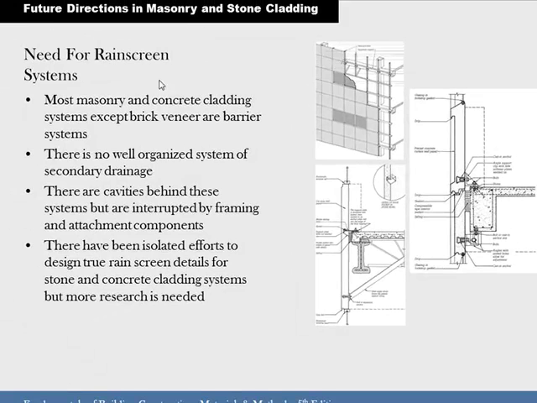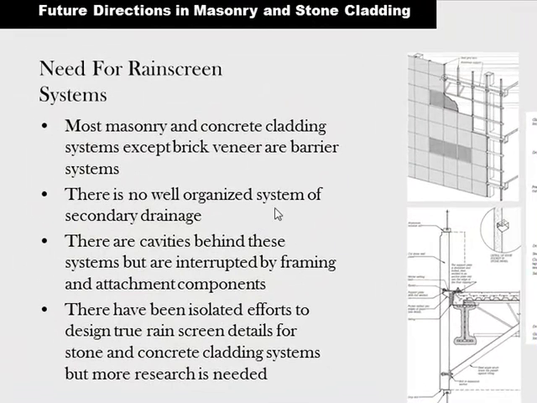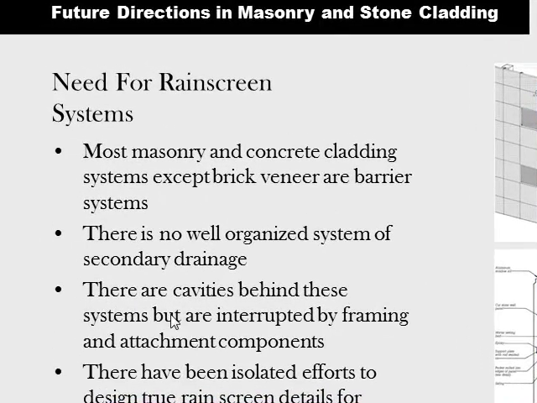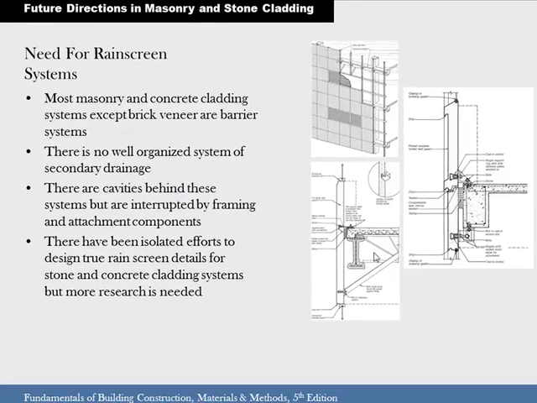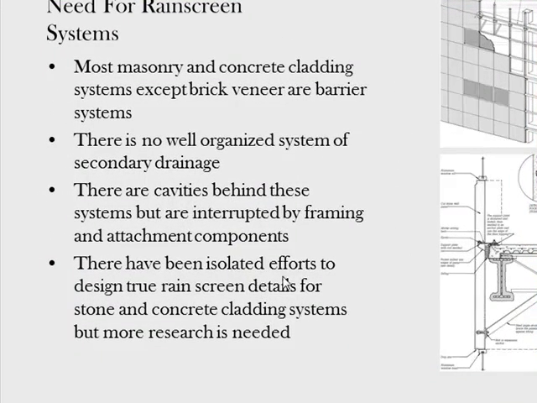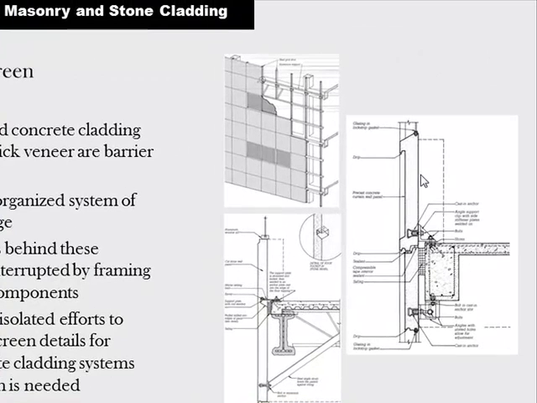So rain screen: most masonry and concrete cladding systems except brick veneer are barrier systems, meaning they keep most of the rain out, most of the wind out. Cavities behind these systems are interrupted by framing and attachment components. There have been isolated efforts to design true rain screen details for stone and concrete cladding systems, but more research is needed. They're talking about these clips and the support, where the rain is going to hit that and not have a way out. So you've got to be really careful when you're doing these that you flash it and detail it correctly so that most of the rain can get out.